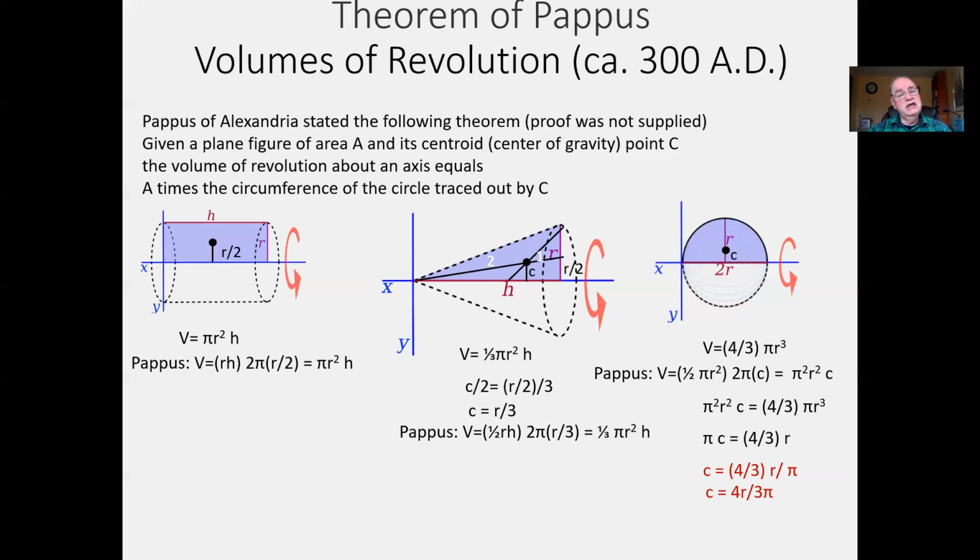What Pappus is doing here is, if you have a simple figure in which you can know what the area is, and you can find what the centroid is, which is not easy every time, then this is a very neat formula to show how the volume will spin out around the x-axis.